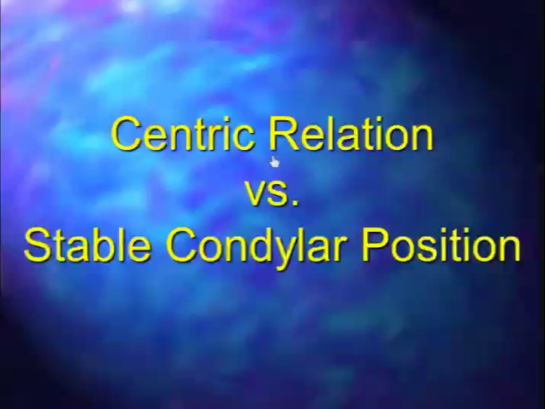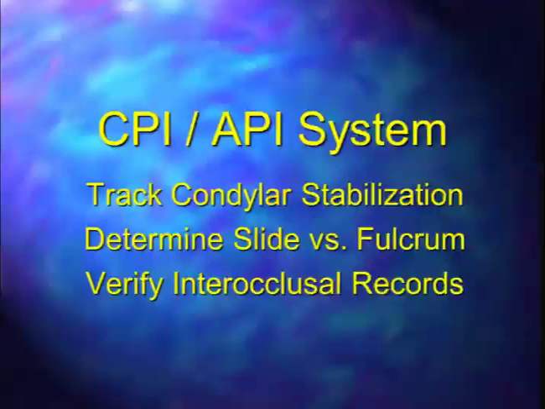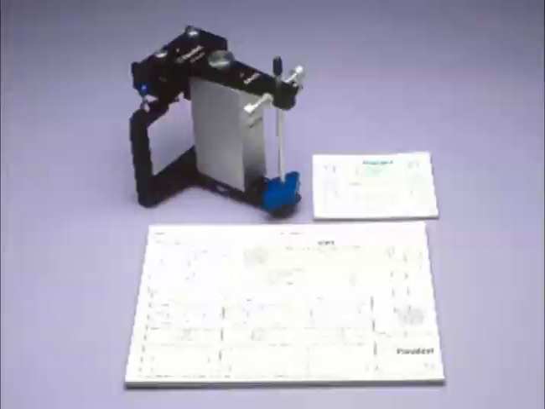Centric relation versus stable condylar position. We developed also the API or CPI system to help track condylar stabilization during splint therapy. We can also use it to determine slide versus fulcrum and also to verify interocclusal records. The CPI system is a dedicated articulator with built-in graph supports, where the API system are graph supports that can be put in place of the motion analogs on the articulator.